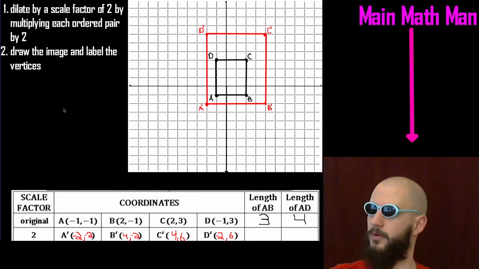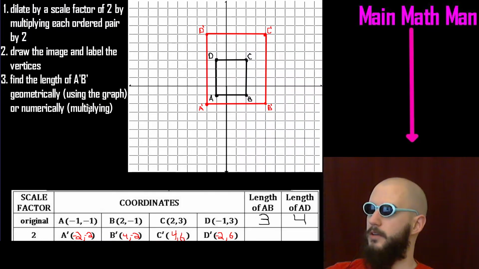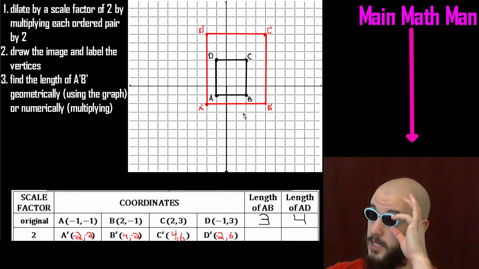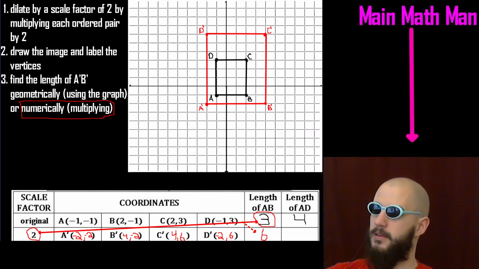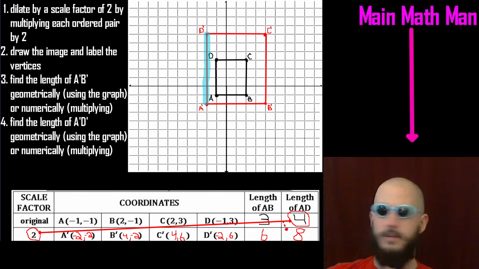And so now people were like, oh, what do I do? Well, how do I find the length of AB? Well, it's the same kind of idea. You can find the length of AB prime 2 ways. You can find it geometrically, meaning using that graph, and so I can look at it clearly and see that this is going to be 1, 2, 3, 6 spaces. Or you can just use that scale factor like we did before and multiply 3 times 2 to get that side length. Same way to get AD, either way works.